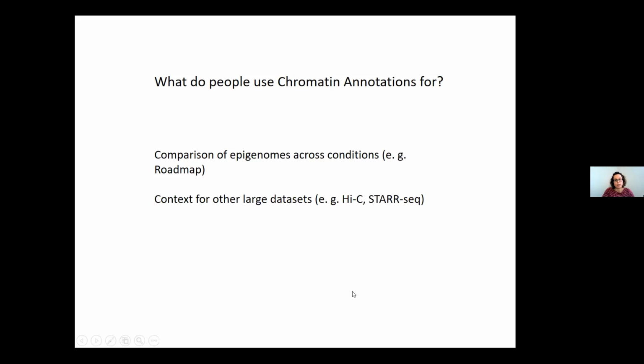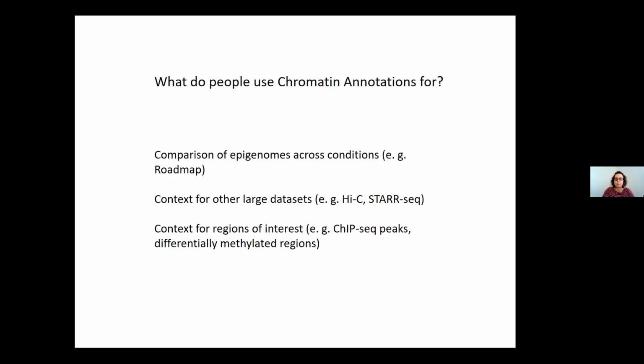You can use those annotations as context for other large data sets. For example, Hi-C, when you say, okay, the fragments that interact are usually of a particular chromatin state, that's one thing. Or another thing which is very commonly used is to give some context to any sort of region of interest that you're looking at. Very often these are ChIP-seq peaks. We just ask, well, the peaks are predominantly in which genomic element in terms of its chromatin marks.